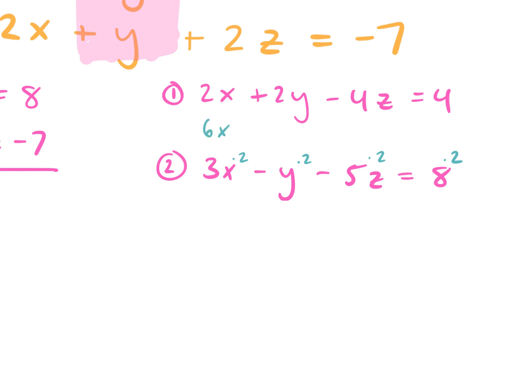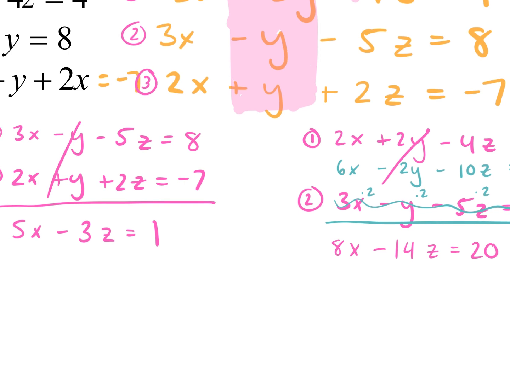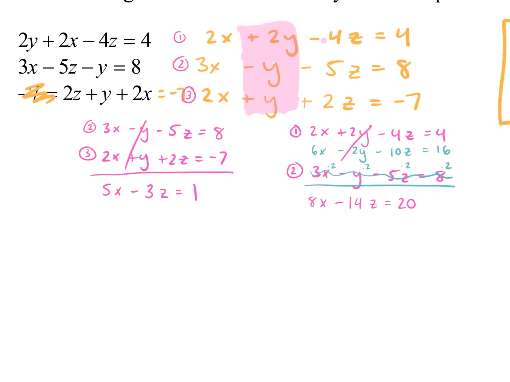We've got 6x minus 2y minus 10z is equal to 16. So this is my new second equation here. So I'm going to combine these together now. This gives us 8x, the y's cancel, minus 14z is equal to 20. Everybody agree so far? What do we do next? We got to combine these 2 equations together.